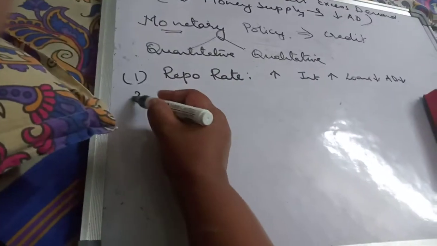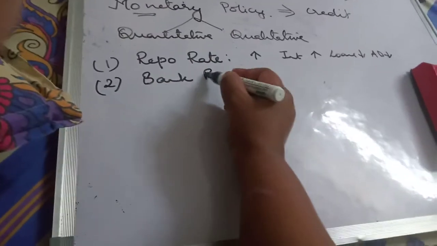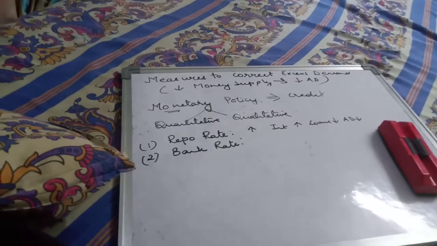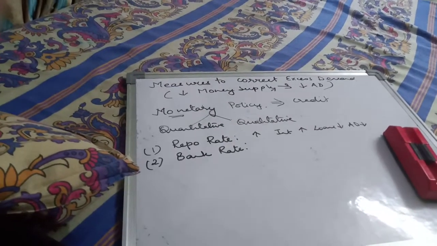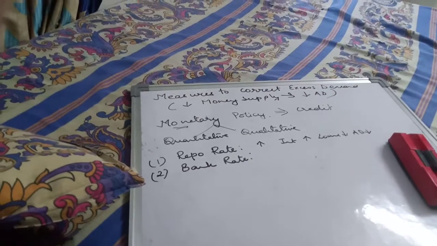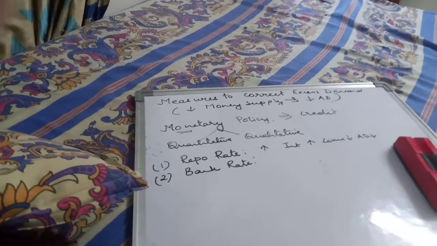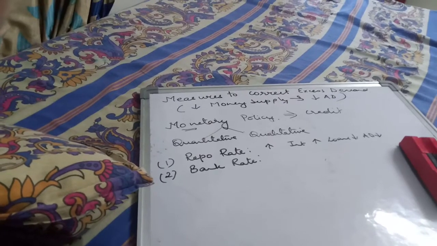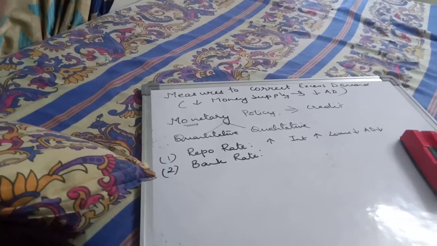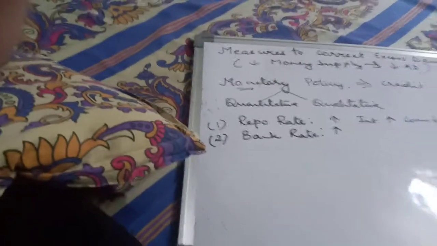Second is bank rate. Bank rate is similar to repo rate, but these are the rates of interest charged by the central bank on commercial banks on long term credits. So what is bank rate? It is the rate at which the central bank provides long term loans to commercial banks. In a situation of inflation, bank rates are increased.